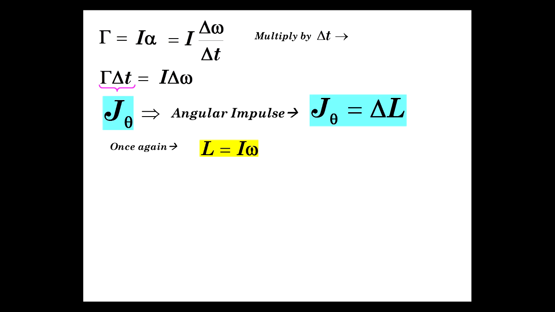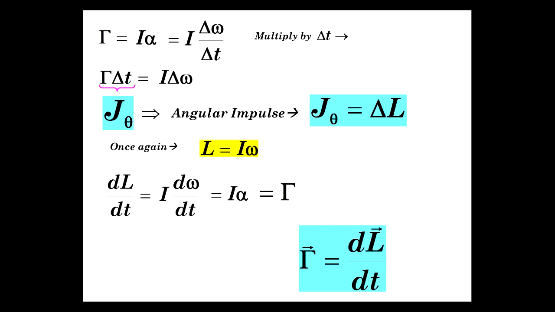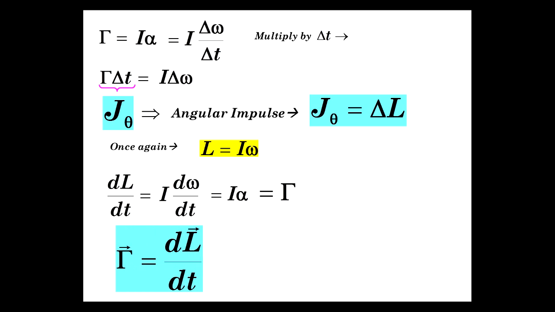Now once again, we have that the angular momentum is I omega. So let's take the time derivative of both sides. dL dt is equal to I d omega dt. All right, well, I d omega dt is I alpha. And we know what I alpha is. That's torque. And so we have torque is equal to dL dt. The rate at which angular momentum changes is a fundamental definition of torque. Analogous to the force is the rate at which the linear momentum changes.